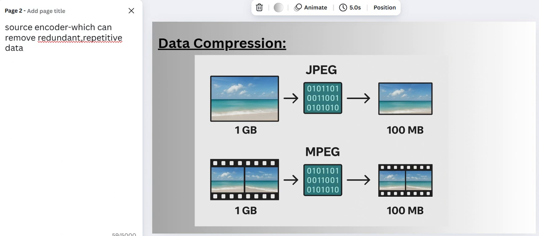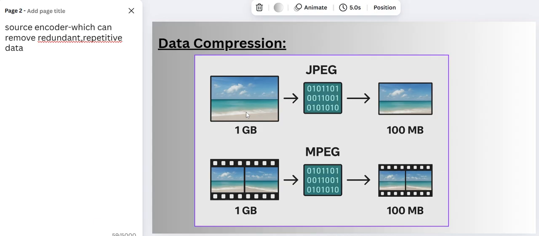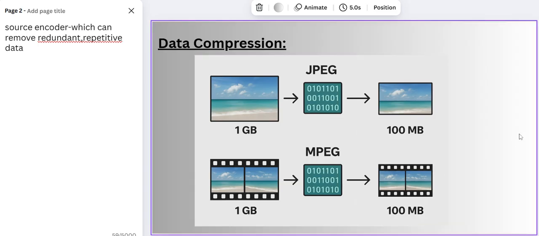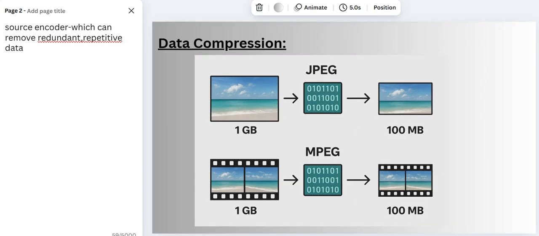The example for data compression you can remember is, you can see it in the picture, JPEG compression or MPEG compression. A 1 GB raw video can be compressed to 100 MB without the viewer noticing much difference.